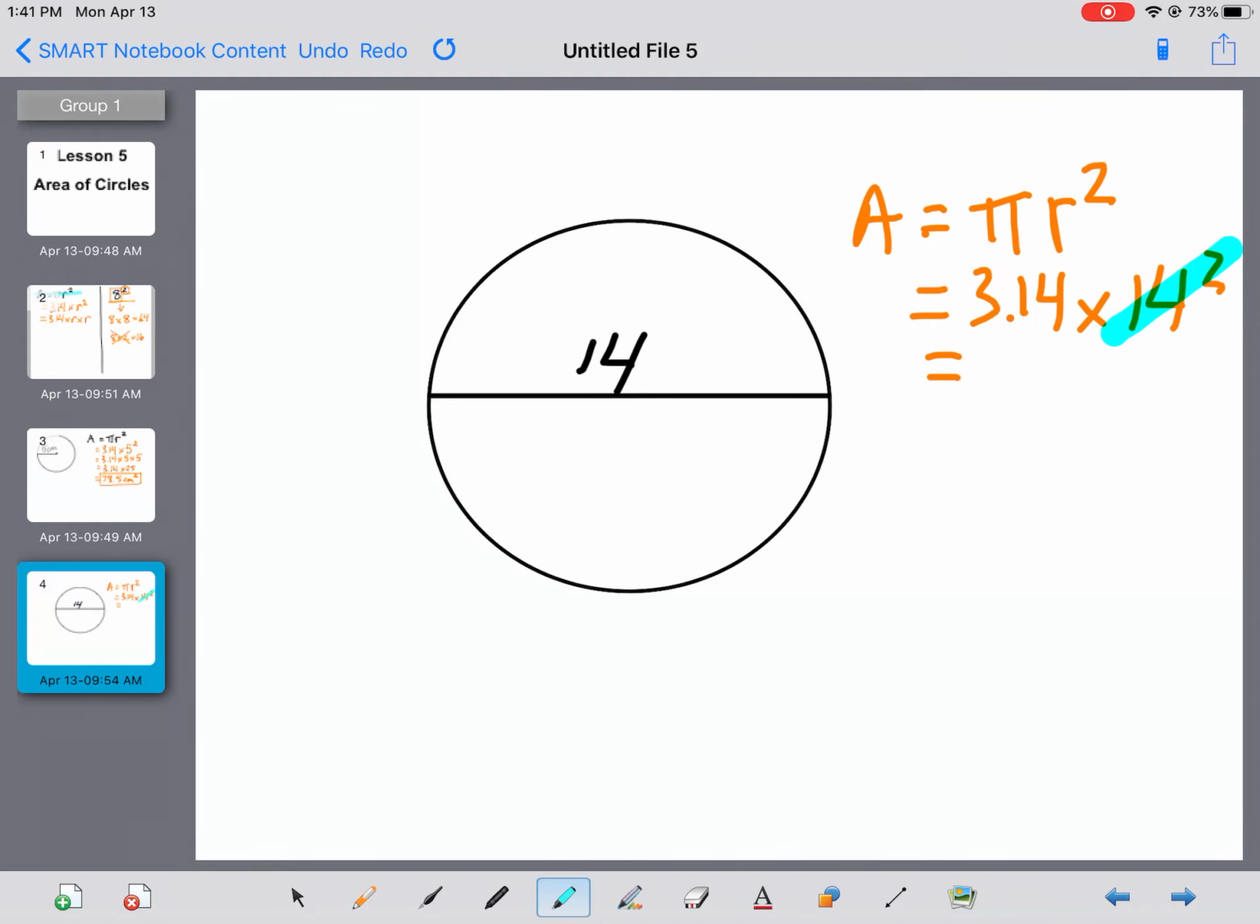If you're not thinking, you may accidentally put the diameter in, especially because we were working with a diameter last time. 14 is not the radius of this circle, it is the diameter. So instead of that 14, you need to do 3.14 times 7 squared. Make sure that you're using the radius instead of the diameter, because otherwise you will end up with the incorrect answer. So as long as you keep those things in mind and you follow your steps, you should be good to go for today's lesson.